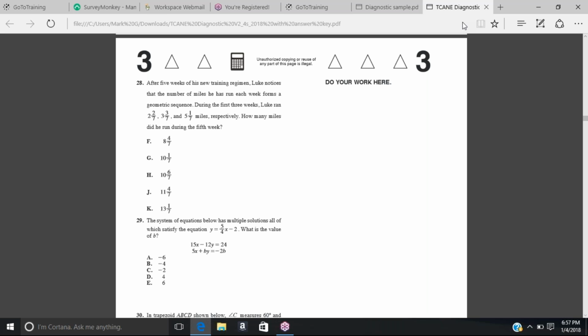Now, let me be a little more careful. I shouldn't have said 12. I should have said negative 12. So to be truly careful, it's 3 times negative 4 that gets me negative 12. And on the final, so I just answered my B.